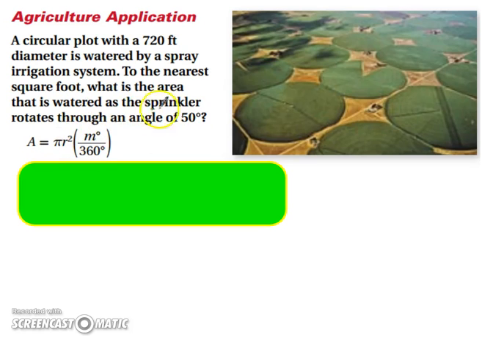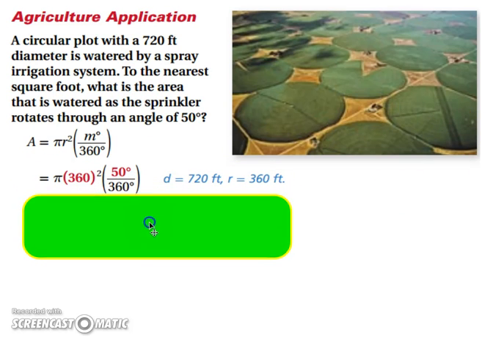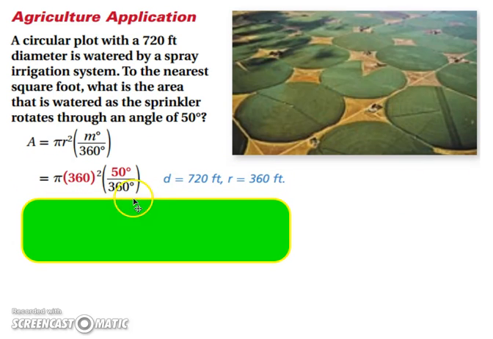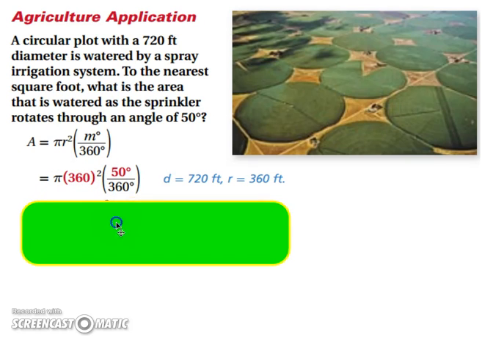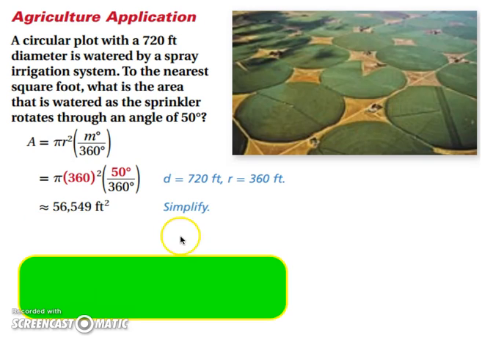We know that our m is going to be the 50 degrees, and our radius is going to be half of 720. And half of 720 is 360. So we can plug those in. When we do so, we have 50 divided by 360 times 360 squared times pi. And when we enter all that in, we end up with 56,549 feet squared.